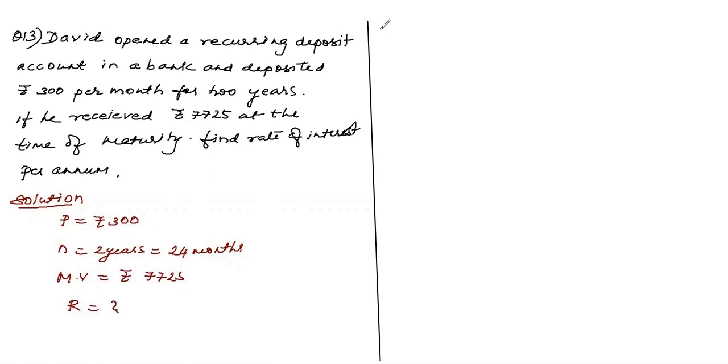So here what happens? Maturity value is given. So I told you, children, always think of the maturity value formula. Maturity value is P into n plus I. Hey, we will get the value of I. MV is known, P is known, n is known. So we will find I first, beta. So how much is MV? 7,725. Okay, how much is P, beta? 300 into n, and I is not known. This is 300 into 24. How much is n? 24.